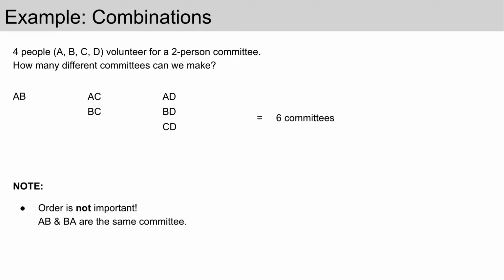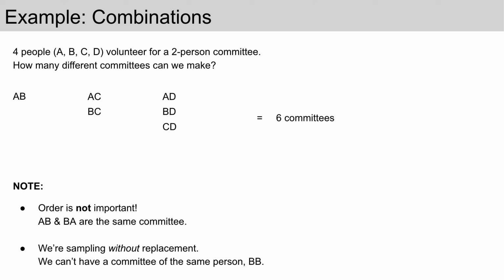First, in constructing the committees, order is not important. For example, AB and BA both have people A and B, thus they're the same committee. Second, we're sampling without replacement. We can't have a committee of the same person. For example, BB isn't an option here.